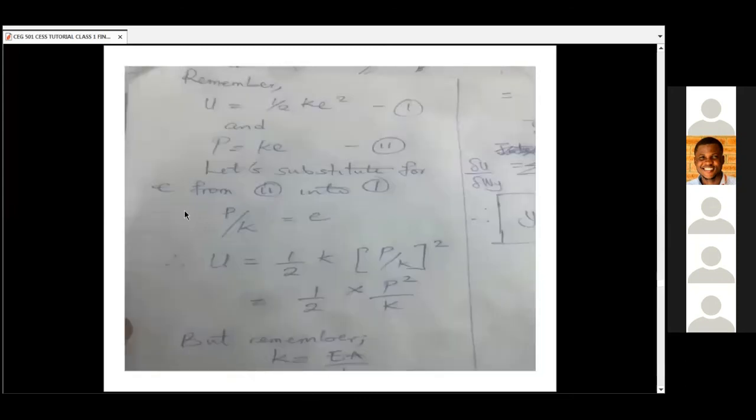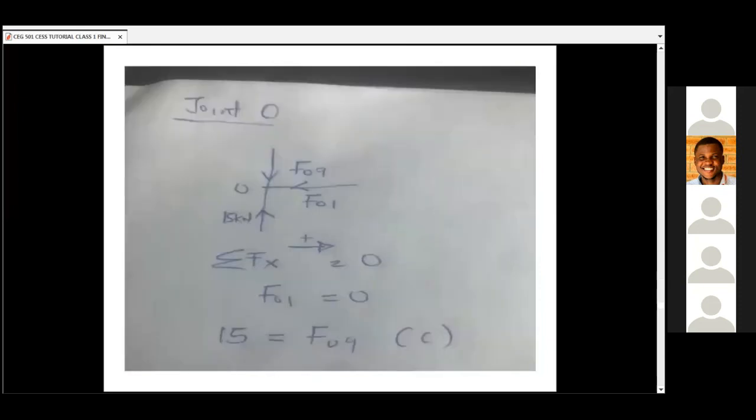Now, due to the fact that there is a pin support there, there will be a vertical force, which we have derived to be 15 kilonewton. And there will be a horizontal force, but the horizontal force we have also derived to be zero. And then there will be a downward force. Now the downward force is meant to counter the upward force at that particular point. So since there is no other intervening force, we can say summation Fx equals zero, which makes the horizontal force zero. And summation Fy now will be 15 equals F09.